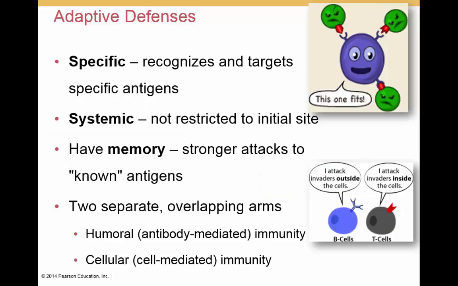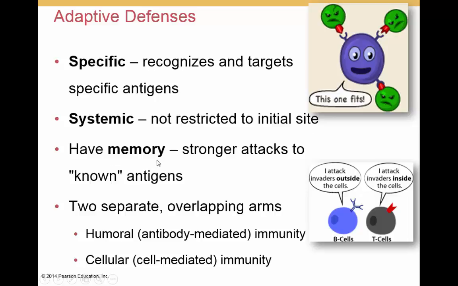Adaptive defenses here. We are now into the specific, not the innate that's non-specific, but adaptive defenses are very specific. They are going to recognize and target very specific antigens. All right, they are looking for one little piece of one little bacteria or one little component of one little virus to be activated. So these guys are systemic. They're not restricted to the initial site. Okay, they can run all around the body.